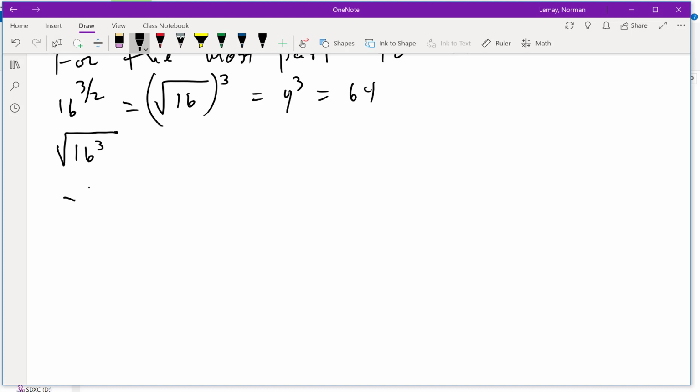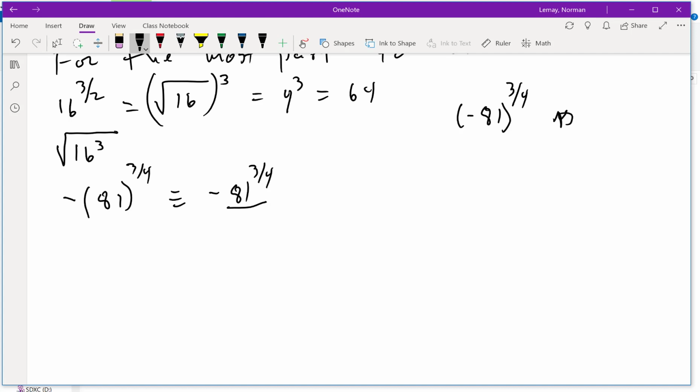Let's take a look at negative 81 raised to the 3/4 power. And again, let's note that this is exactly the same as writing negative 81 to the 3/4 power, because note that 81 is what's raised to the exponent. The negative has nothing to do with the exponent. We can compare and contrast that to the difference between this one and this one to the 3/4 power. This one is not a real number, so it does not exist, because we can't take the 4th root of a negative number.